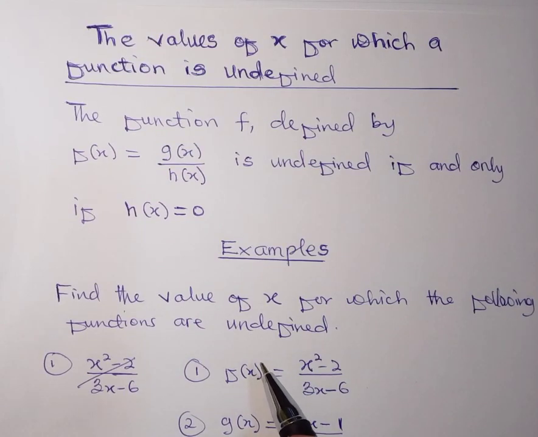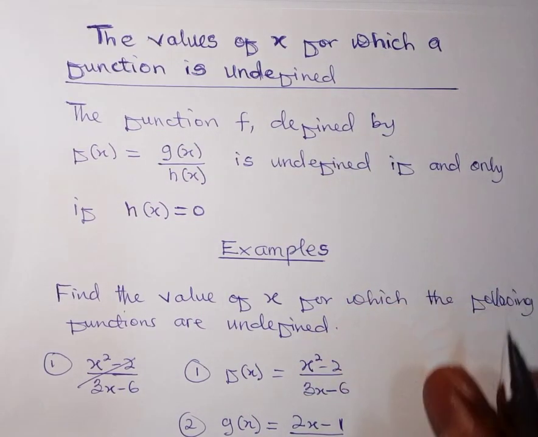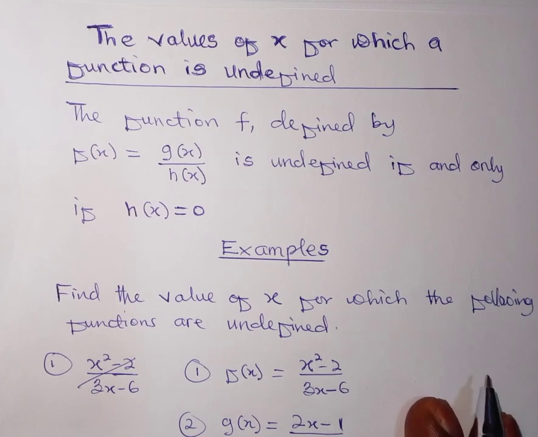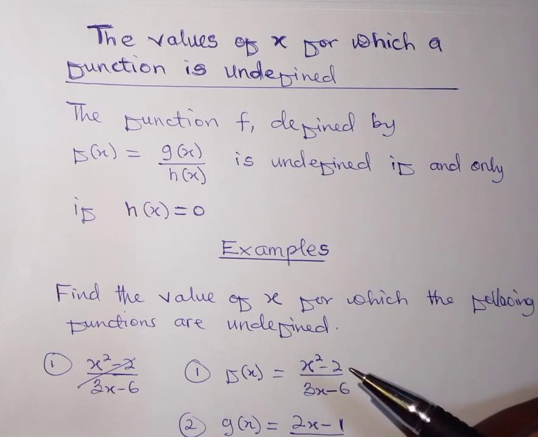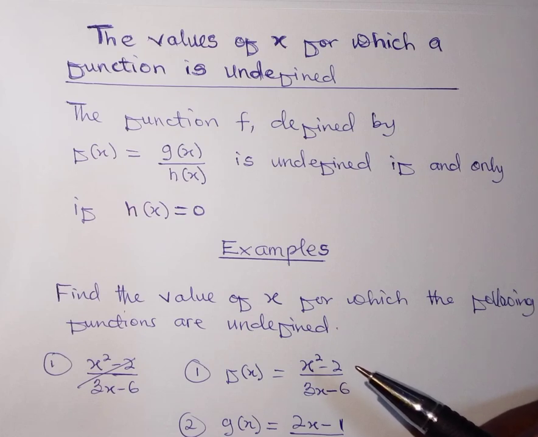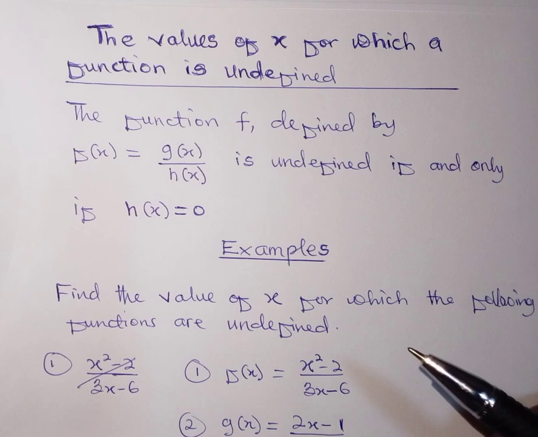Okay, so in this concept, we are going to find the values of the unknown for which the function is going to be undefined. In the previous examples that we looked at, especially when we were dealing with the domain, we were finding values of x for which the function is defined. But this time, we are looking at values that will make the function undefined.